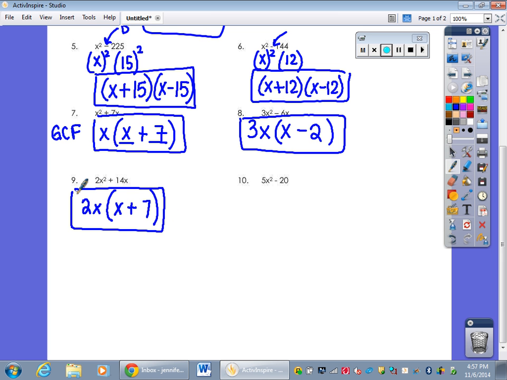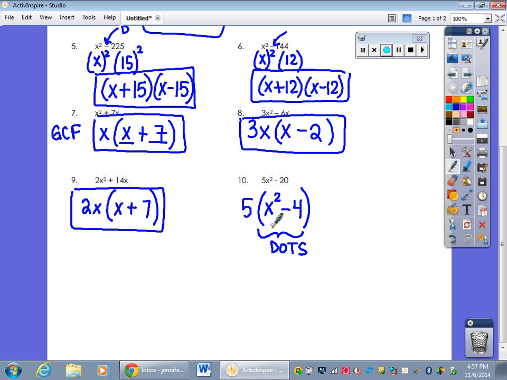And in the last one, between 5 and 20, 5 is the GCF. And 20 does not have an x, so they don't have any x's in common. So when I factor out a 5, times what gives me x squared? That would be x squared. And then 5 times what gives me 20? That would be 4.